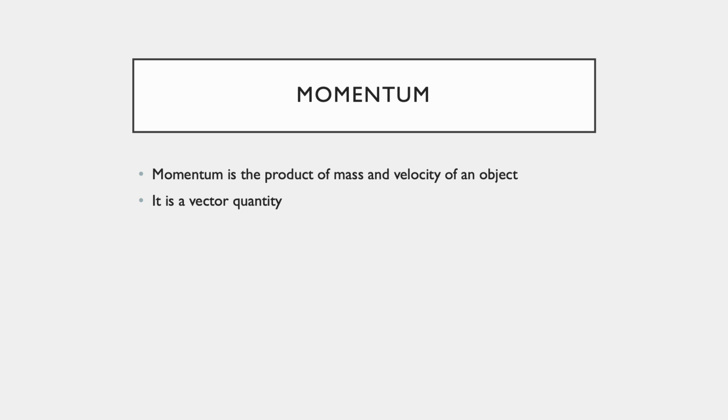So momentum has direction. Our formula for momentum is just mass times velocity. Our units for it are kilogram meters per second or Newton seconds.